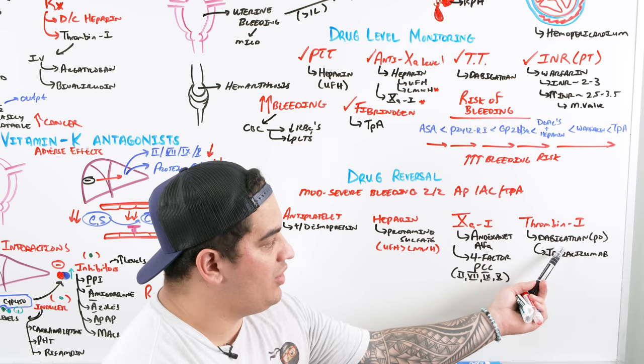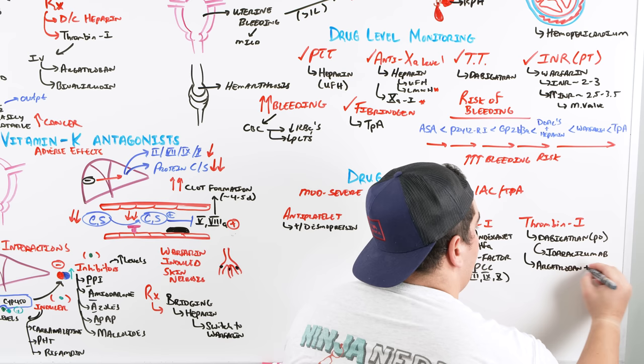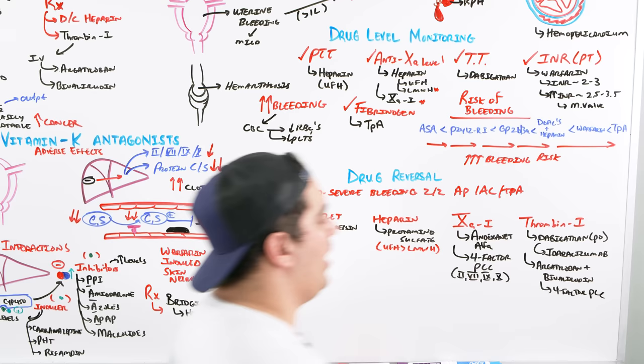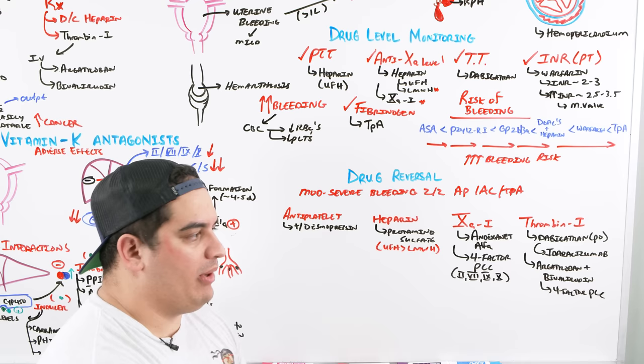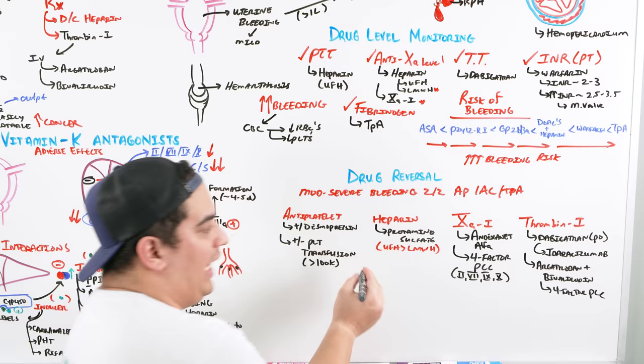If it's the other version, so if it's argatroban or bivalirudin, these ones you treat with 4-factor PCC. Okay? Again, recapping, please for the love of goodness, don't do this with antiplatelets. Don't give platelet transfusions either, but sometimes they may consider plus or minus platelet transfusion, especially if the patient is going to get a neurosurgery. If they develop a bleed, sometimes they like to aim for a platelet level greater than 100K. So they may consider platelet transfusion or desmopressin.